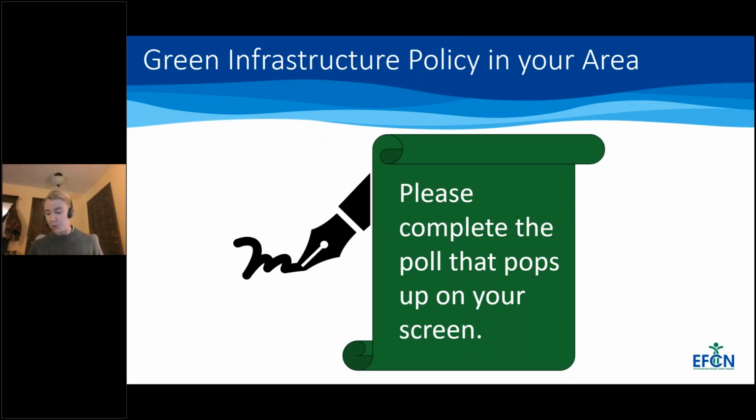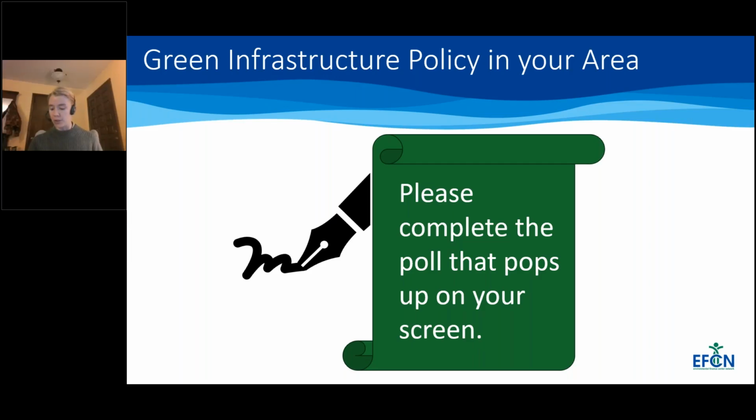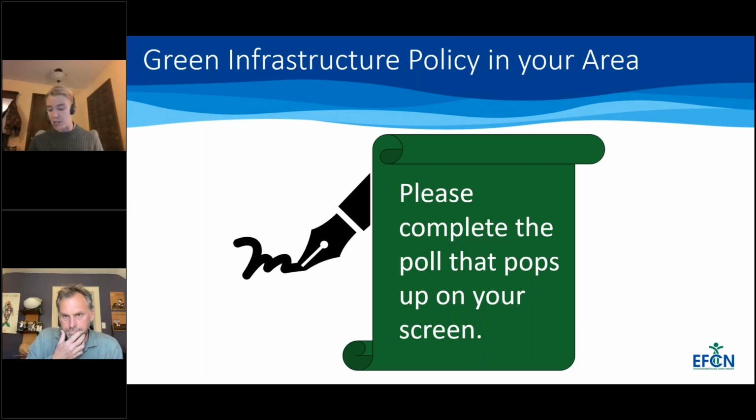Pete Hill will zoom out a bit and give us a little bit broader overview of green infrastructure policy and opportunities and challenges at a state and national scale. So Pete, you can go ahead and take it away.